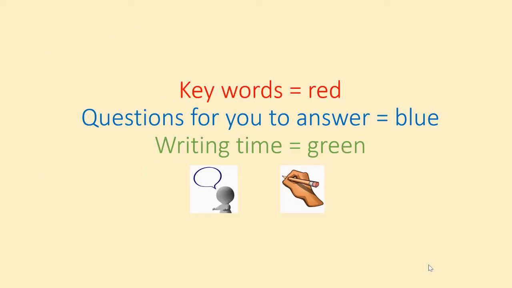Okay, so this lesson, just like all our other lessons, any keywords for you will be written in red. These are important words I want you to really think about. Any questions for you will be in blue, and your writing time will be in green. You'll also have these two symbols, and this means I want you to say your answer out loud before writing it down.